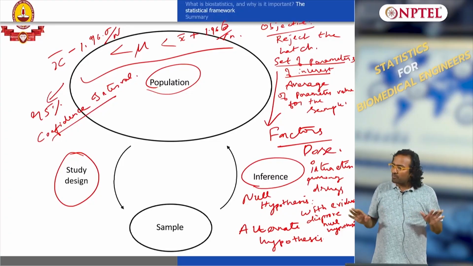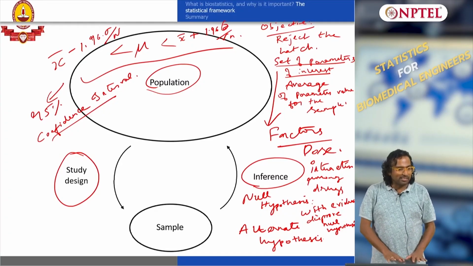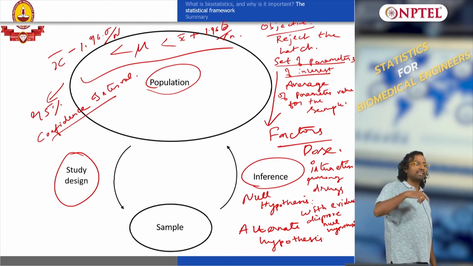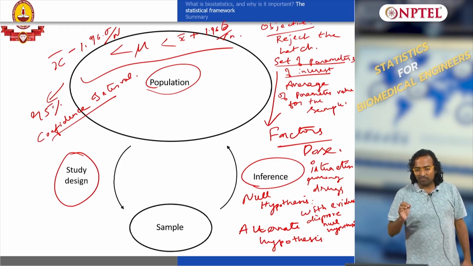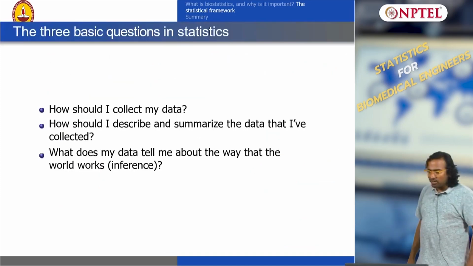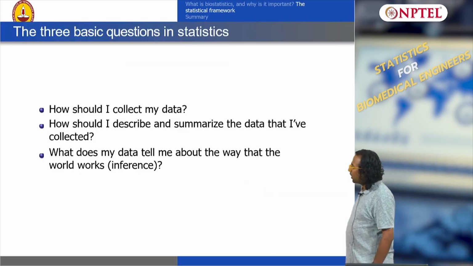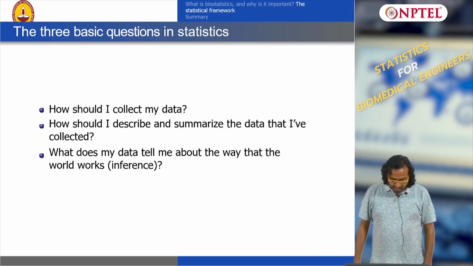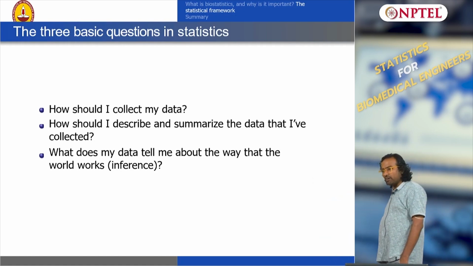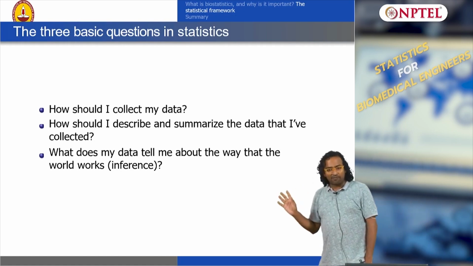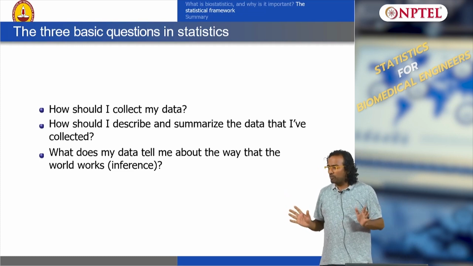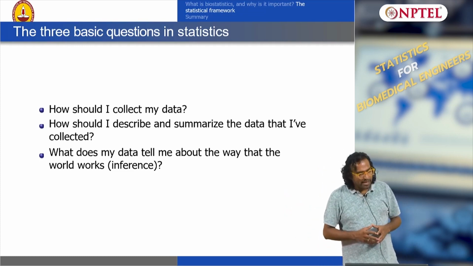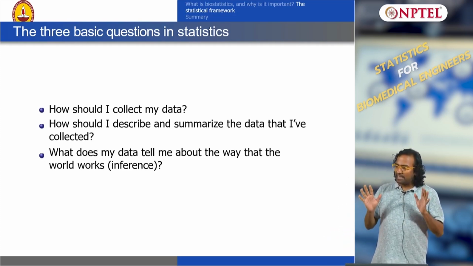So far we have not talked anything about stats; we have talked about population and sample. The stats comes when you are talking about inferring from the sample. So the key questions we will talk about are: how should I collect the data itself, so that bias is avoided; describe and summarize the data that I have collected, which is still not inference, just describing what you have done; and finally, what does my data tell me about the way the world works, that is inference.